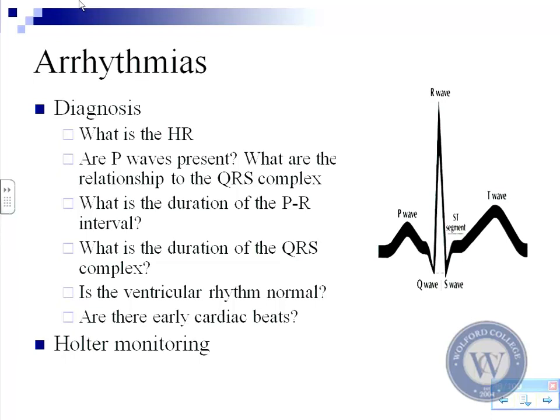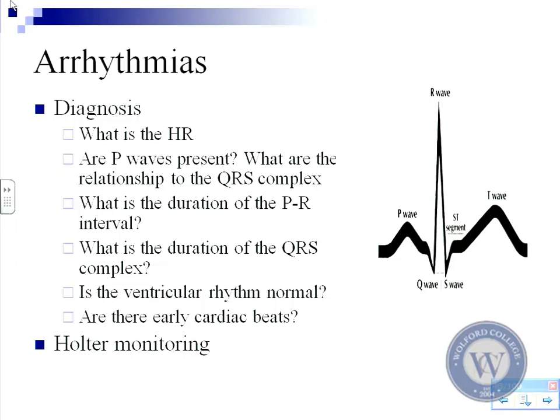First always look at heart rate, and that'll give you either tachy or brady. What's more dangerous? Bradys. Bradys are much more dangerous most of the time, because once you start slowing down heart rate, you affect cardiac output immediately. The next thing you want to do is look at the waveforms and see if you have P waves.